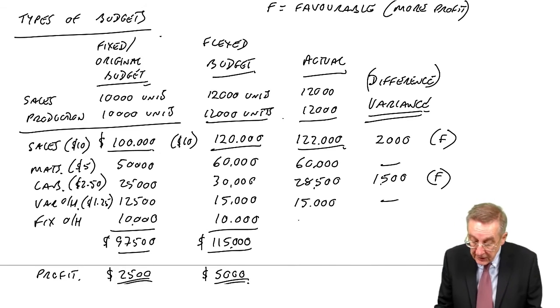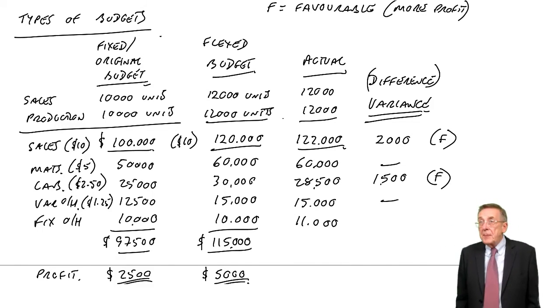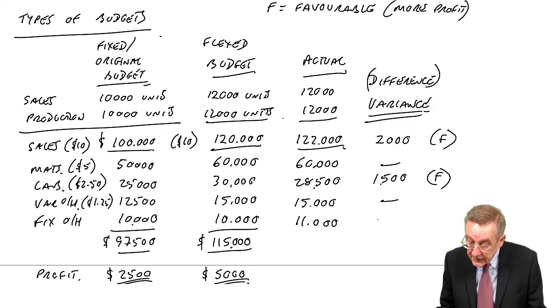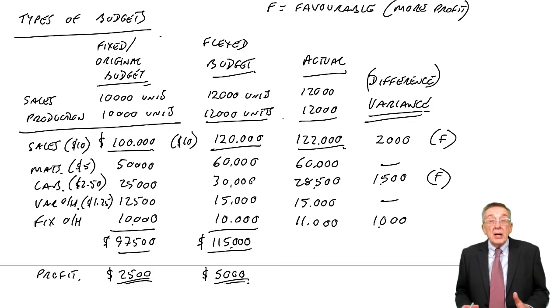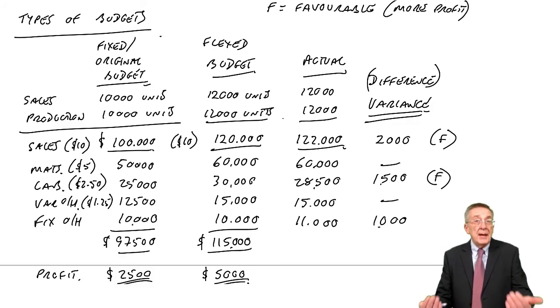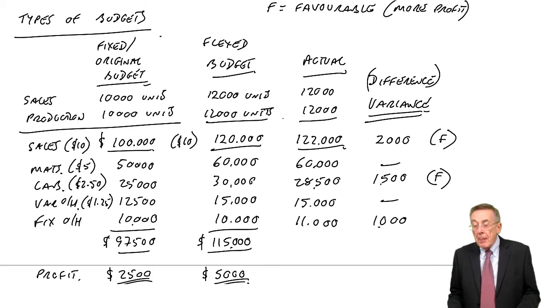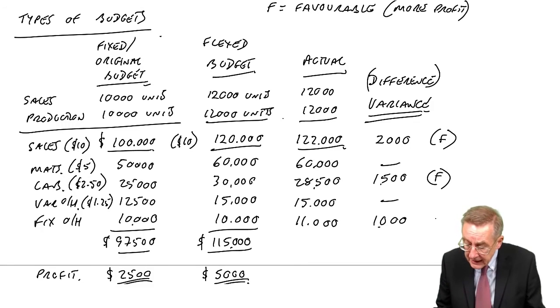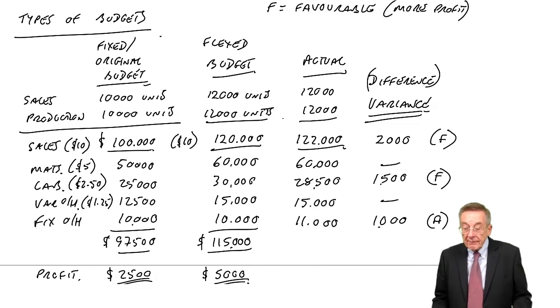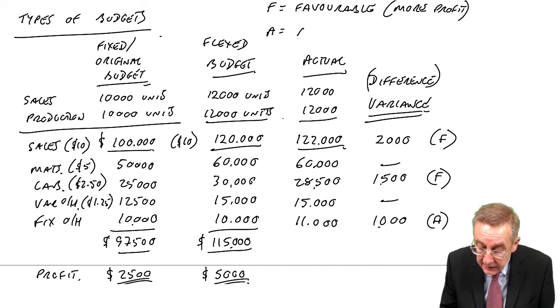Finally, fixed overheads, we spent 11. We should still only have spent 10. The difference is 1,000. And surely this time, because we spent more than we'd expect, if you spend more than expected, it'll mean less profit. Well, if it's less profit, we don't put minus signs or anything. We put the letter A. A stands for adverse, which means less profit.